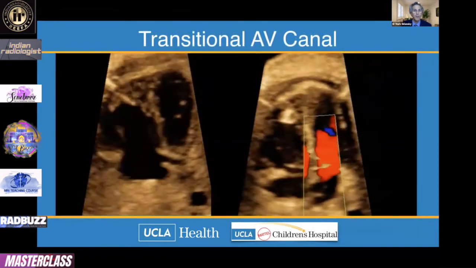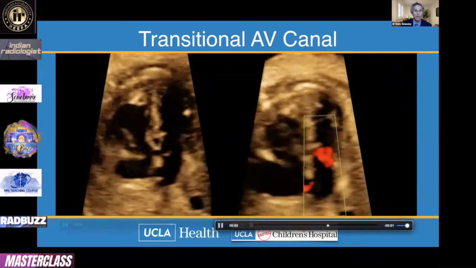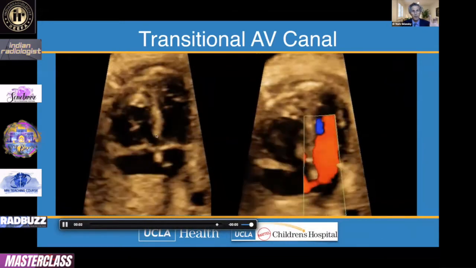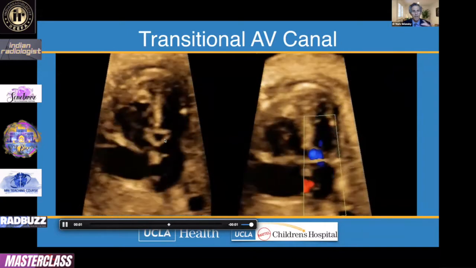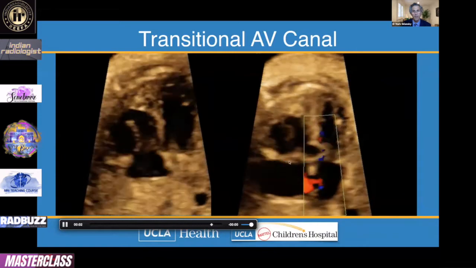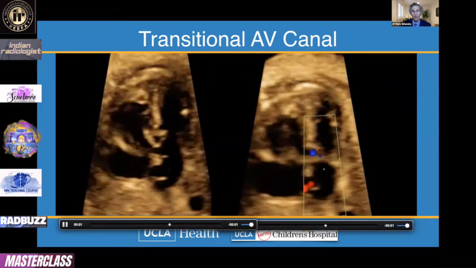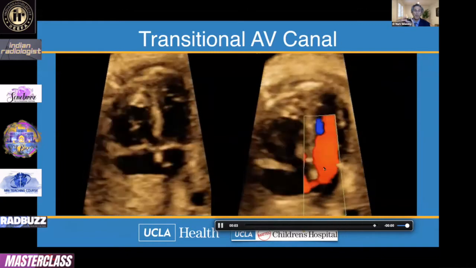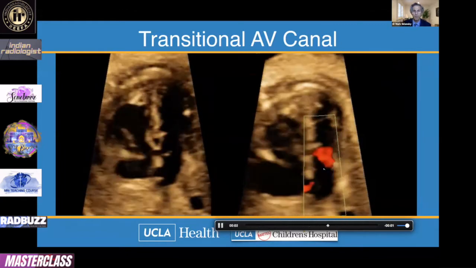And this is another view of a transitional. Here on the left, without color, you could see the AV valve tissue partially occluding the VSD. The primum is actually small in this case. And here's some AV valve regurg. There's a cleft mitral valve. Sometimes the primum ASD is quite big, sometimes it could be quite small.